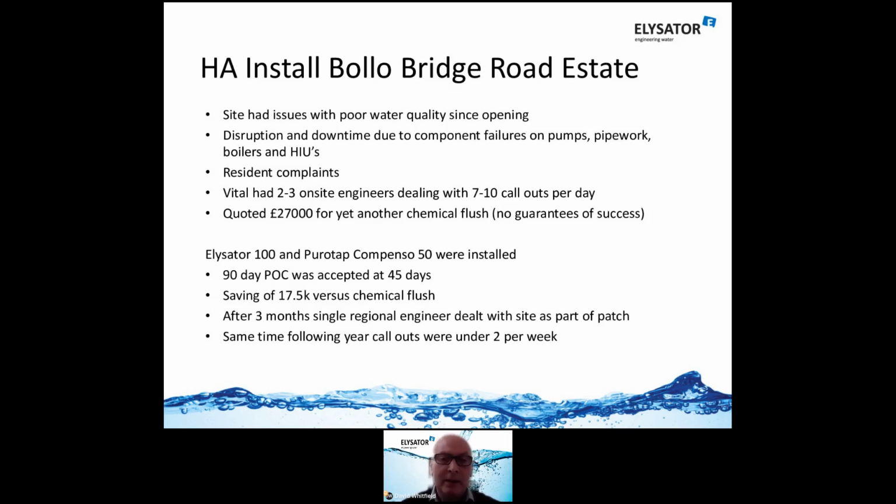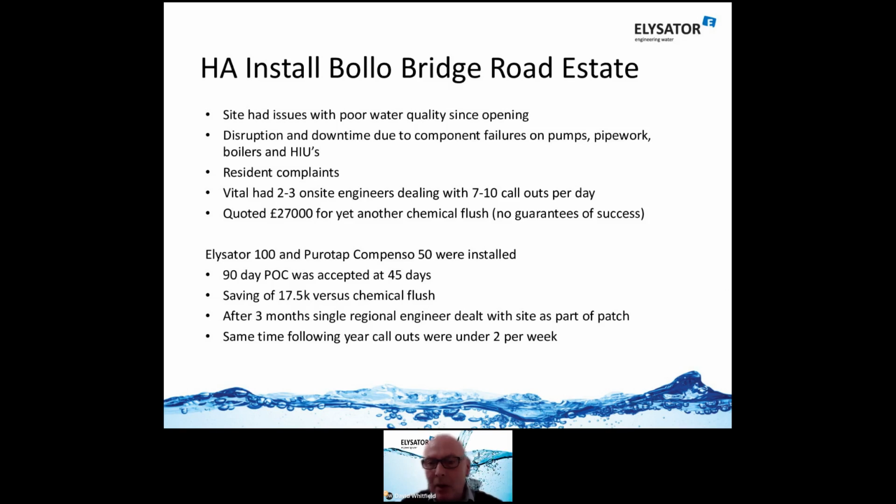Loads of residents' complaints. This particular site, as you can see, Vital Energy adopted this site to try and help L&Q out. When they started, they were in for a big shock because they had 2 to 3 on-site engineers there all the time, dealing with 7 to 10 call-outs per day. They were quoted £27,000 for another chemical flush with no guarantees of success. And this project actually had plastic pipework.